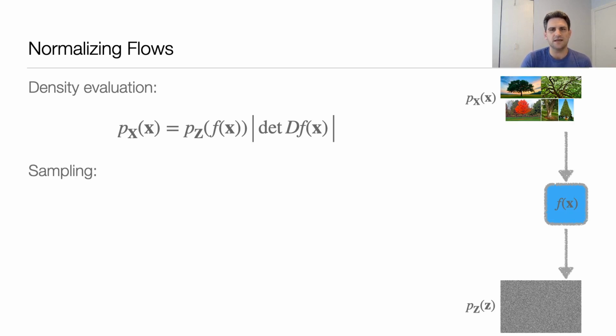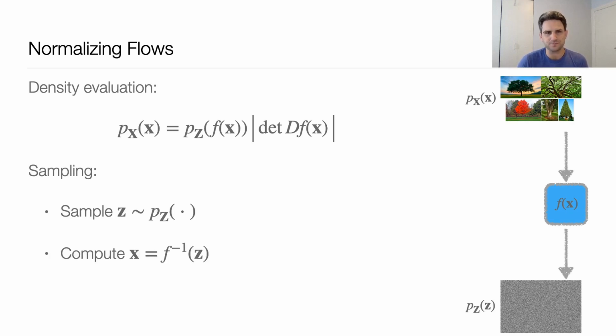And sampling is also pretty straightforward because it's simply going the other direction. We draw a random sample from our Gaussian distribution, and now we apply the inverse transformation of f. That takes us from this Gaussian distribution back into the distribution of images. So if we have done our jobs properly, if we have learned this function f, and it is indeed invertible, now we have a probabilistic generative model for which we can do exact density evaluation, and we can also do exact sampling basically by construction.